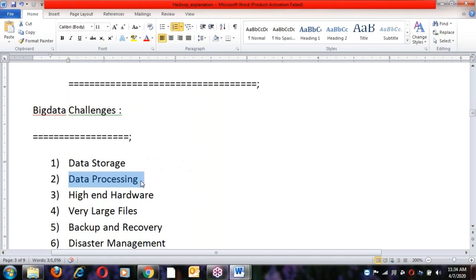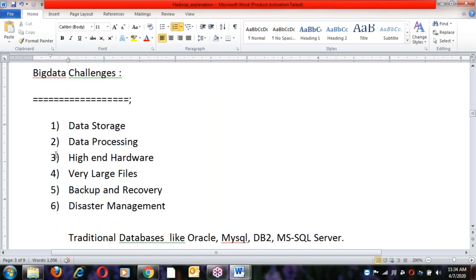Once data processing is finished, the remaining topics are very simple, and you can finish them within a short time. Data processing takes time, minimum 1 hour is required. Tomorrow we'll discuss data processing completely. Any doubts for today?